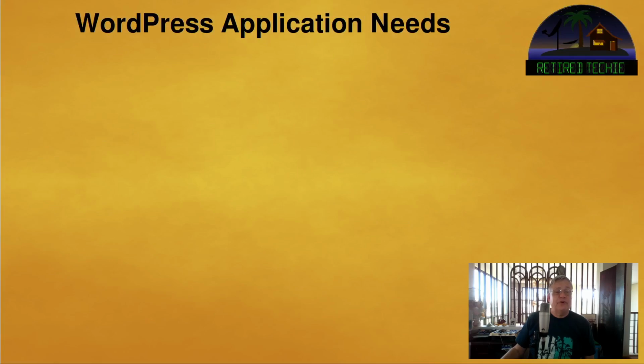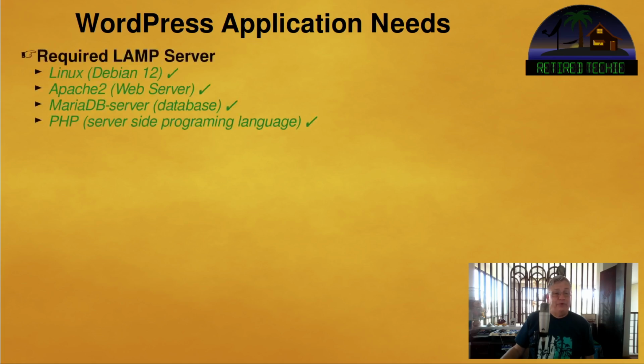Well, let's go ahead and talk about our WordPress application needs. We're going to install almost everything they recommend, mainly because I don't know what modules you're going to be downloading or what plugins. So we're going to try and cover all bases here. None of these really take up a lot of space on your drive, so it's not a problem to install them all. So required is a LAMP server, a web server with a database and a server-side programming language. Again, we're using a Debian 12 LAMP server. That was already done in the last video in this series.